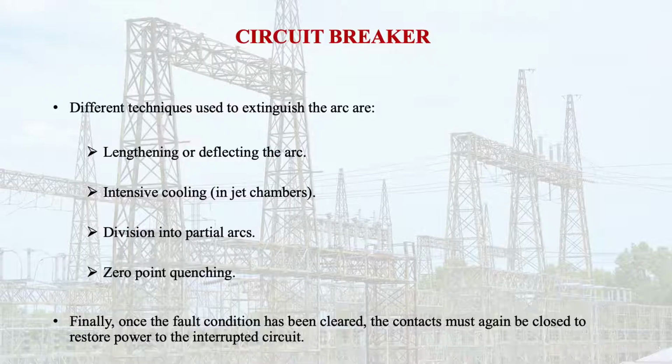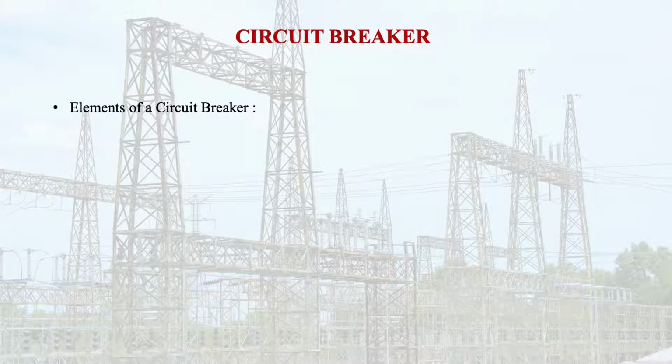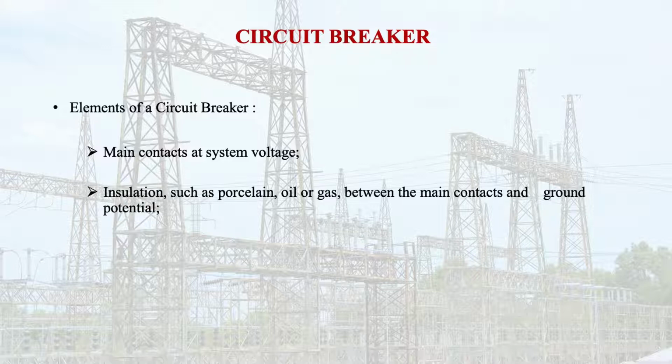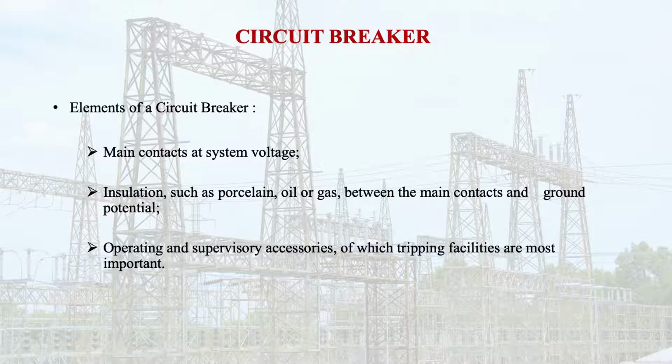So these are some techniques which are used while extinguishing the arc. And finally, once the fault condition has been cleared, the contacts must again be closed to restore the power to the interrupted circuit. Elements of circuit breakers: generally you know the main contacts, one moving and one fixed, at system voltage, then insulation such as porcelain, oil, gas between the main contacts and ground potential, and operating and supervisory accessories, of which tripping facilities are most important.